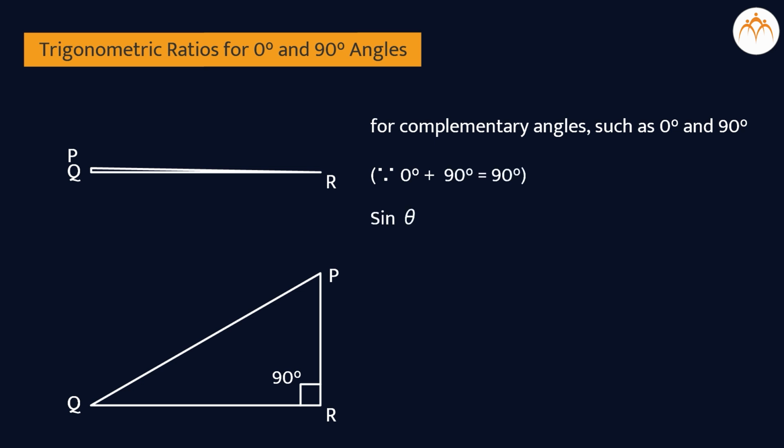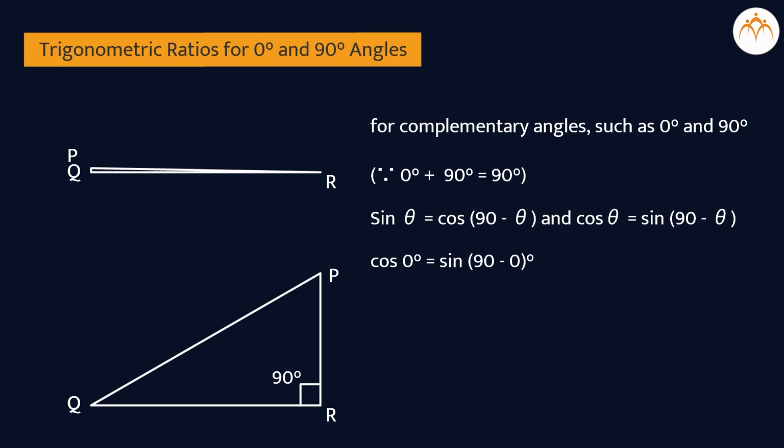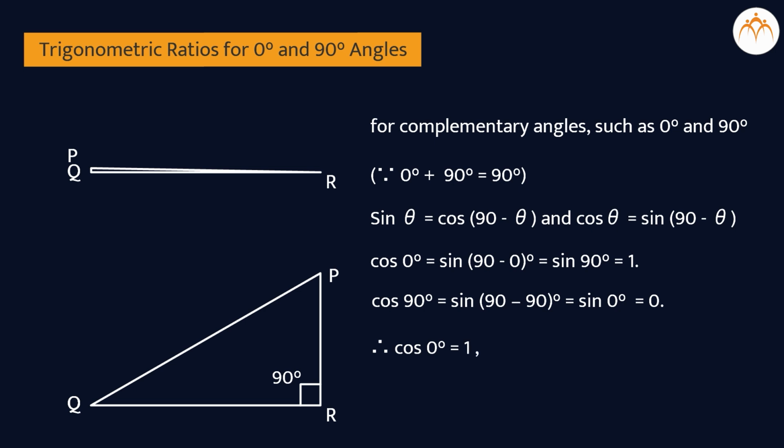Sin theta is equal to cos of 90 minus theta and cos theta is equal to sin of 90 minus theta. Therefore, cos of 0 degree is equal to sin of 90 minus 0 degree, which gives us sin 90 degree equal to 1. And cos 90 degree is equal to sin of 90 minus 90 degrees, that gives us sin of 0 degree, which is 0. Therefore, cos 0 degree is equal to 1, cos 90 degree is equal to 0.